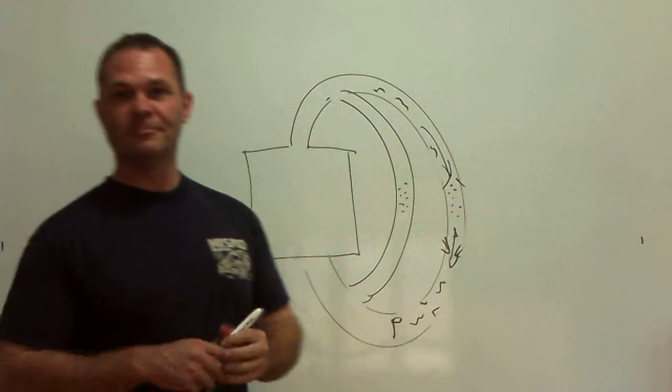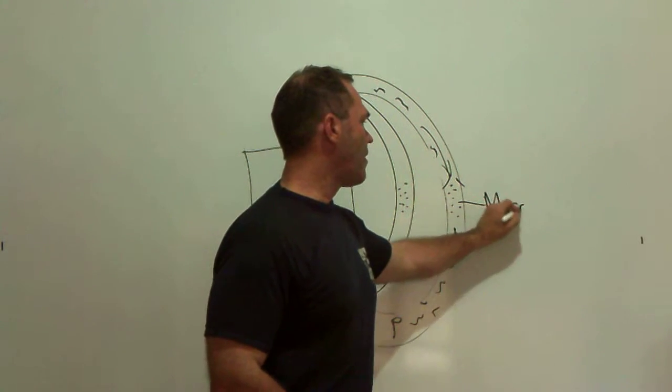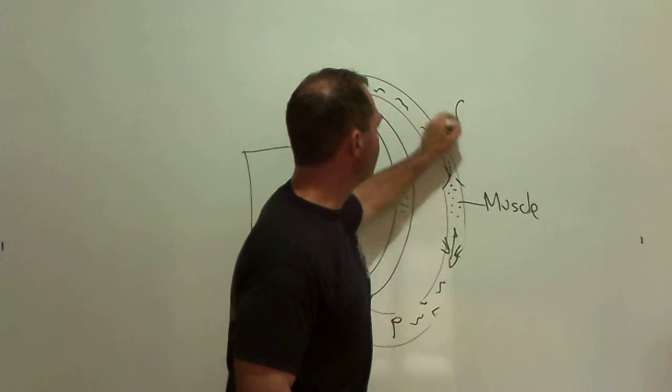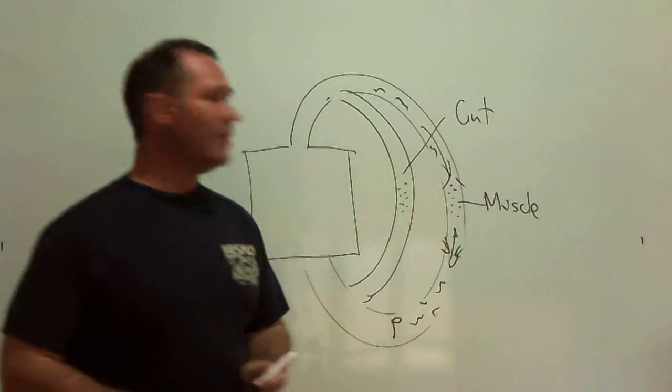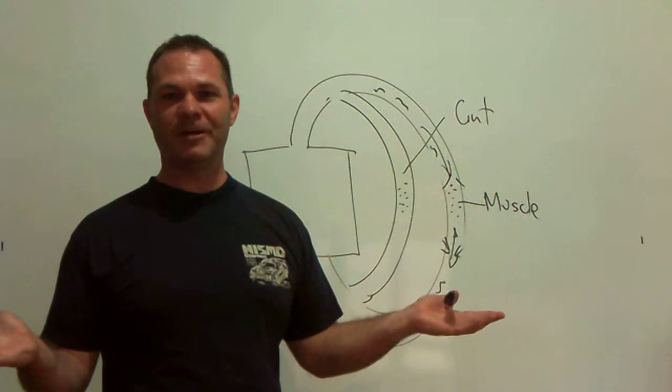Okay, problem solved. This one is going to feed the muscles. This one is going to feed the gut. Couldn't be any simpler, right?